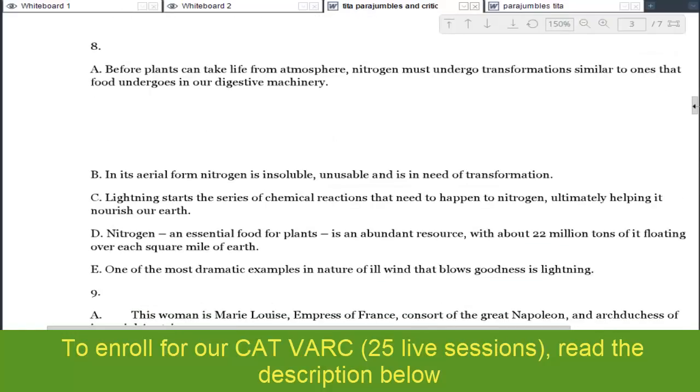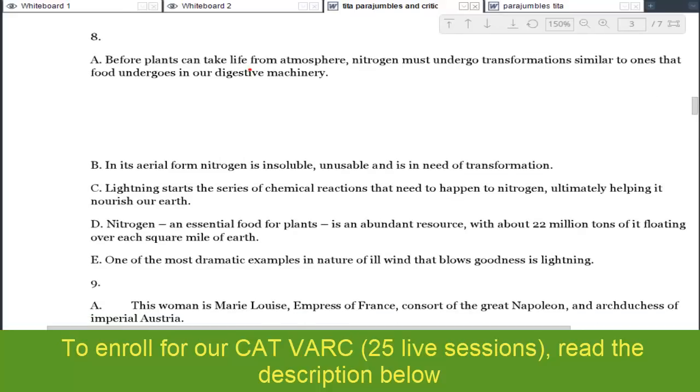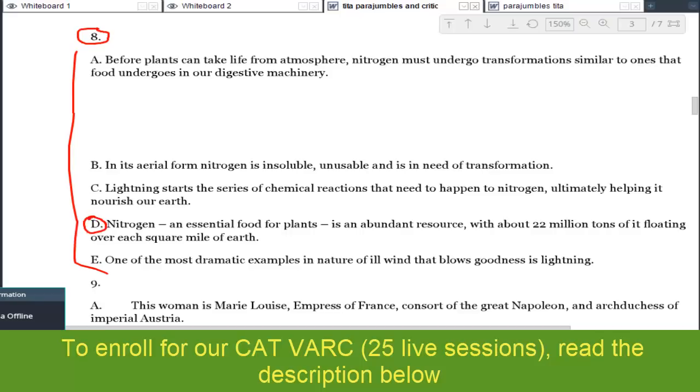So when I go ahead, the first question that you will see here is question number 8. This question came in CAT last year, and this is a slightly difficult question. But I would want most of you to try this question, and let's see what exactly is the answer. Whenever you start a paragraph, it must look like a good opening sentence. So some people have started with D. They have said nitrogen, an essential food for plants, is an abundant resource with about 22 million tons of it floating over each square mile of the earth.